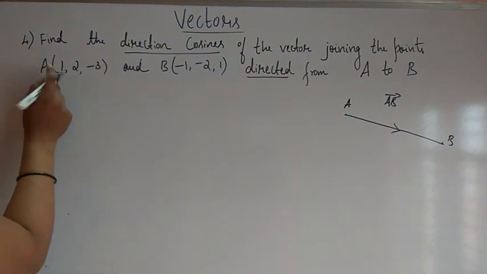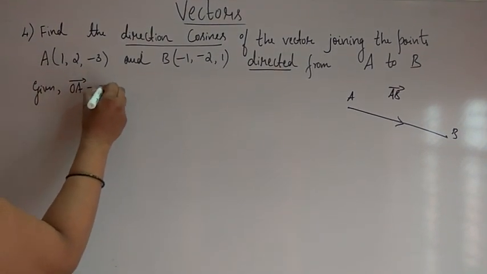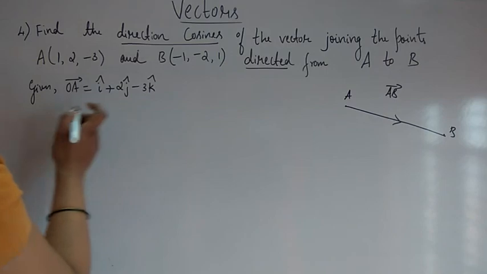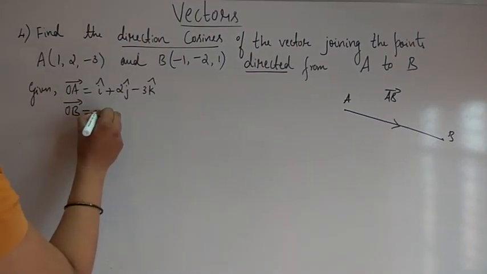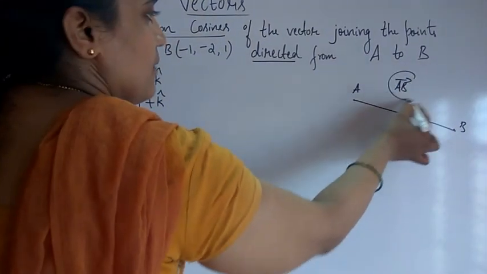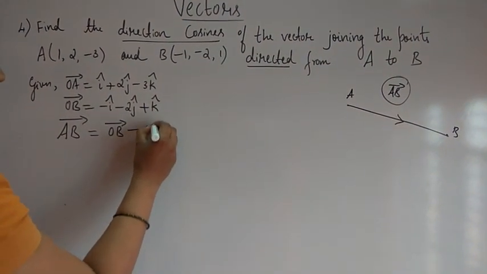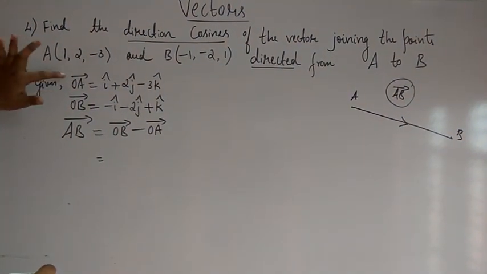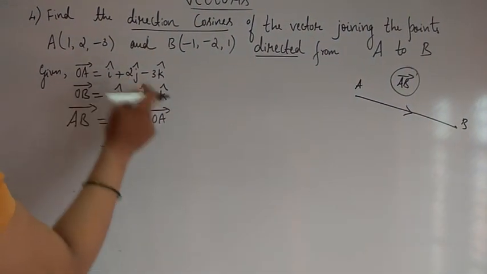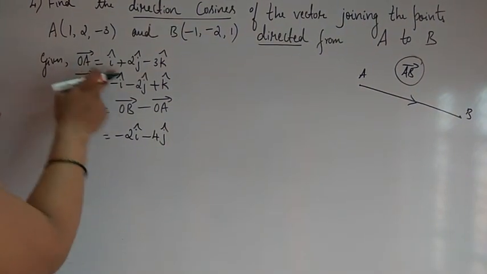Okay, first let us convert the given points into vector form. So here given, point A is given, therefore vector OA is equal to I cap plus 2 J cap minus 3 K cap. Okay, so next point B, to the vector form, vector OB equals minus I cap minus 2 J cap plus K cap. Okay, so first we have to find which vector? Vector AB. So vector AB can be written as vector OB minus vector OA, that is minus I cap minus I cap, so minus 2 I cap. Minus 2 J cap minus 2 J cap, minus 4 J cap. So we are taking subtraction means the sign changes. Okay, in vector OA plus K cap.